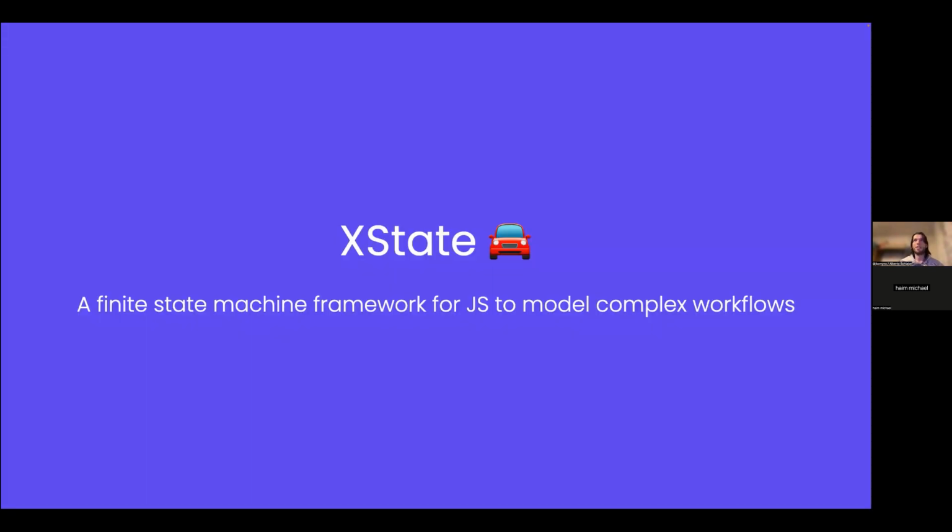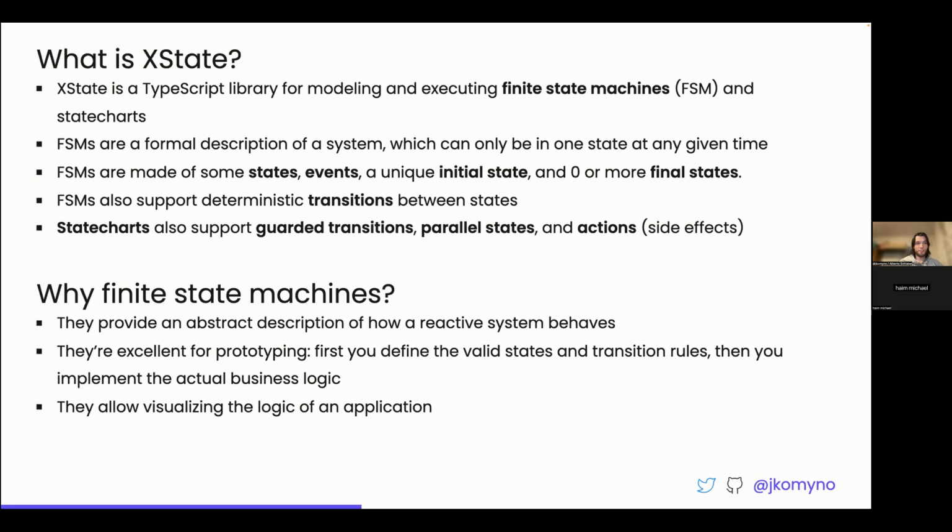All right, let's move on with XState now, a finite state machine framework for JS. So what is XState? It's a TypeScript library which we can use to model and execute finite state machines and state charts. These are fancy words, but are concepts that have been used since the 40s. So let's get more into it.